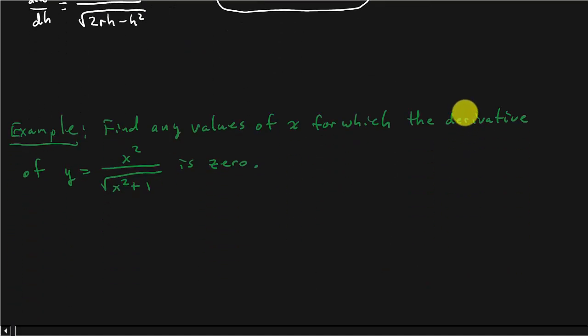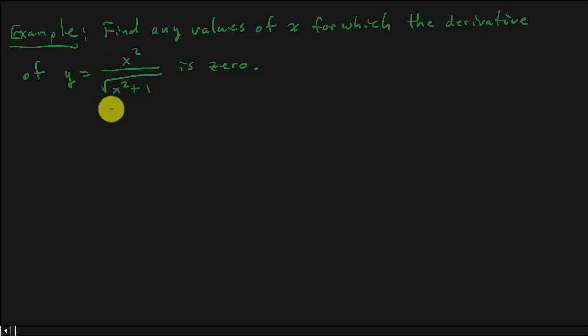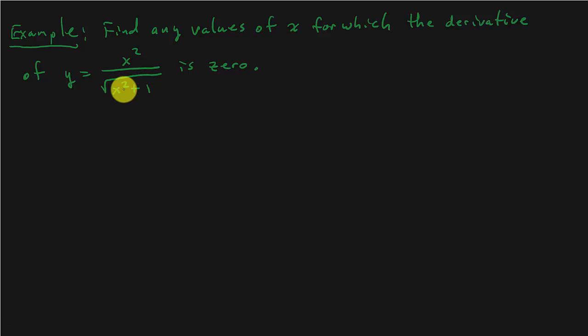All right, so let's look at this last example here. Find any values of x for which the derivative of this thing is 0. So we've got quotient rule here, don't we? And look, yes, if you wanted to, you could actually change this to x squared plus 1 to the 1/2 and use the chain rule. But remember, we talked about the shortcut for finding the derivative of a square root. And that's what I'm going to use.